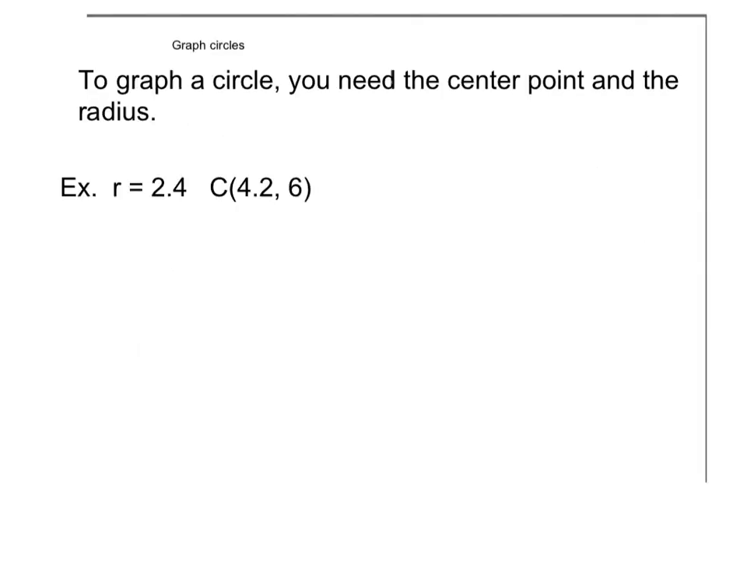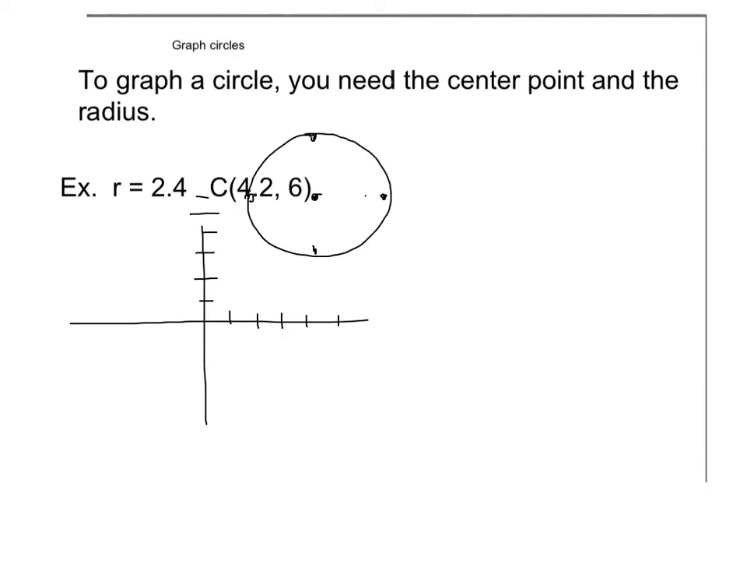So of course, to graph a circle, all you need is a center point and the length of the radius. So if I wanted to graph something that looks like this, of course I picked something that was extremely difficult. I would find the center and let's see, 1, 2, 3, 4, 5, 6. So 4.26. And then I would go out 2.4 in each direction, and draw a circle. And that would get it.